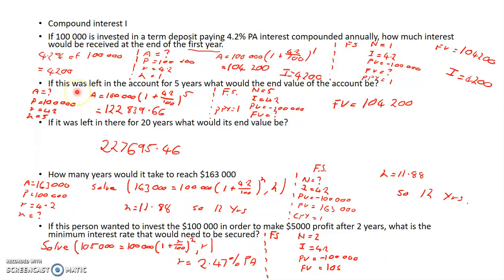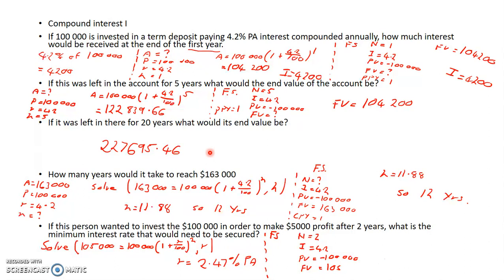So I would use the compound interest formula to find out your end value with an N of 5, which gives you $122,839.66. Or you could use Financial Solver. This is a mistake on my behalf. I've written a number down from previously. That should also be $122,839.66. If it was in there for 20 years, whichever way you decide to do it again, but make your N equal to 20, and you would have ended up with $227,695.46.